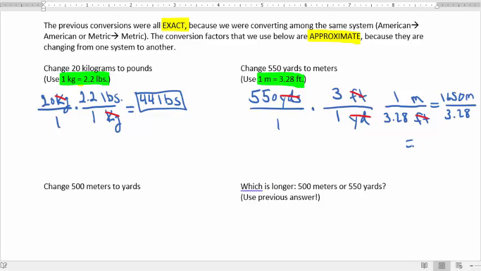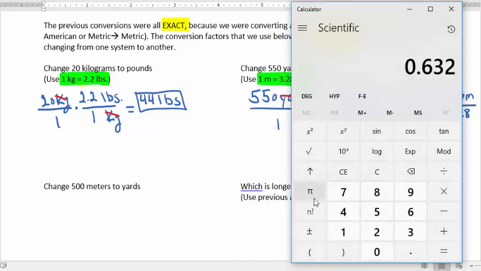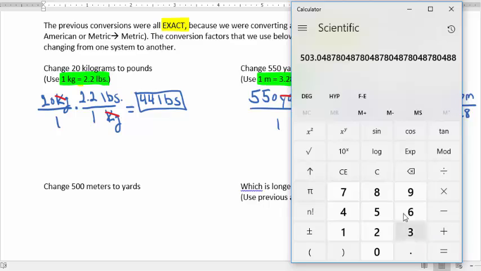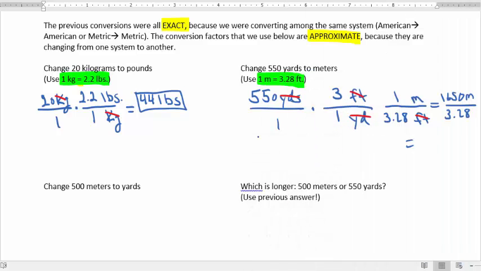And then if I actually do that division now, 1650 divided by 3.28, it's 503. We can just say 503 because it really would be 503.0. So we'll say it's 503 approximately meters. So 550 yards is 503 meters. Approximately again, right? It's not exact. It's approximate.